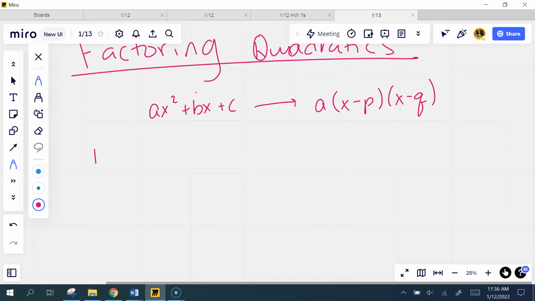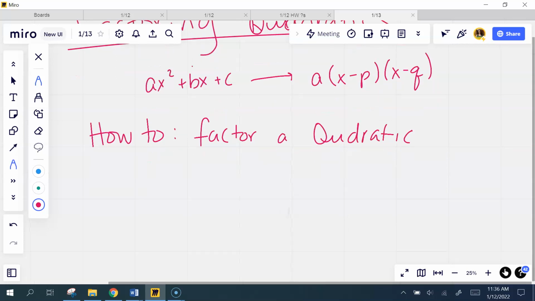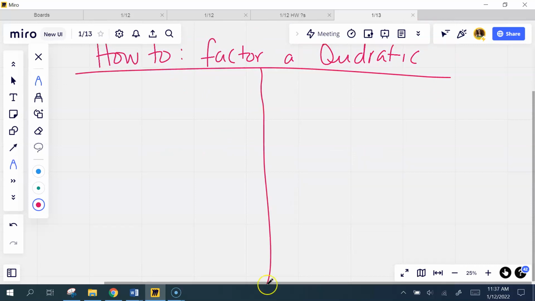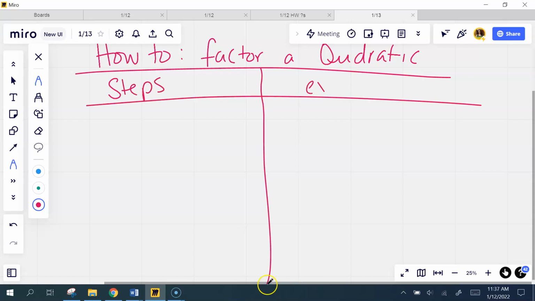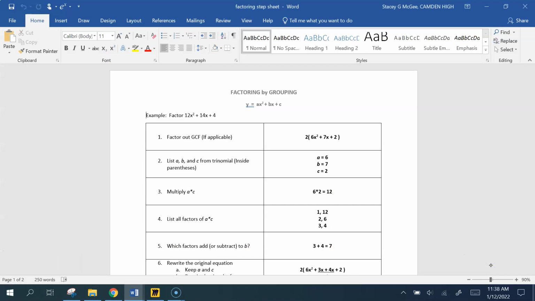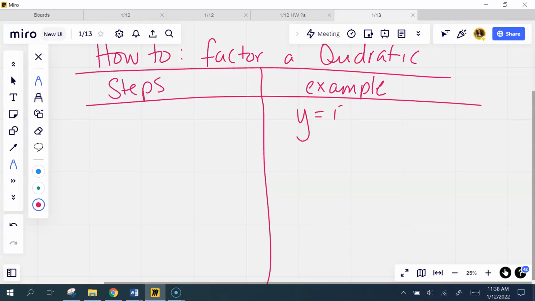Let's do a little how-to here. How to factor. Just like when we were graphing, I will do the steps on one side, and I will follow up with an example on the right side. And it's a good example. Not everything factors, actually. So I wanted to make sure I found one that did. Let's see, we got 12, 14, and 4.